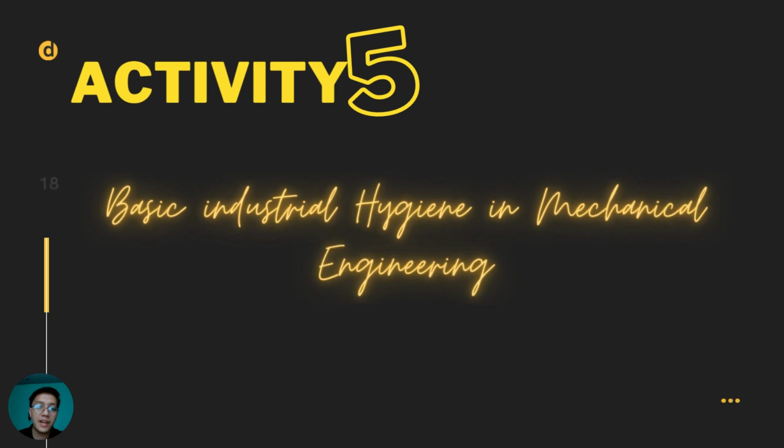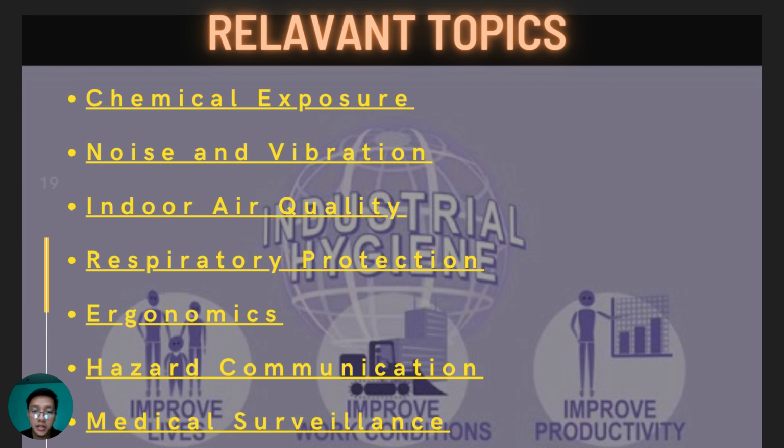Moving on to activity number 5, which includes the basic industrial hygiene in mechanical engineering. Industrial hygiene is a broad topic that covers a range of subtopics related to identifying, evaluating, and controlling workplace hazards to protect worker health and safety. Some relevant topics related to industrial hygiene include, number 1, chemical exposure. This topic covers the evaluation and control of exposure to hazardous chemicals in the workplace, including toxic gases, vapors, and liquids.